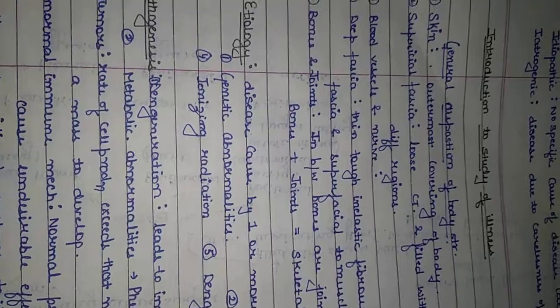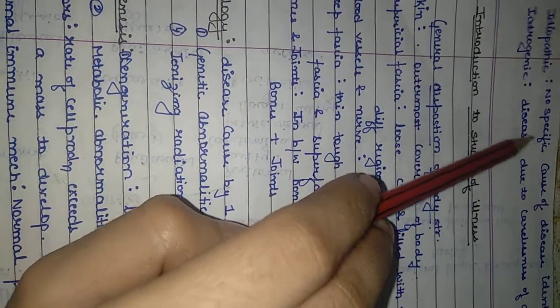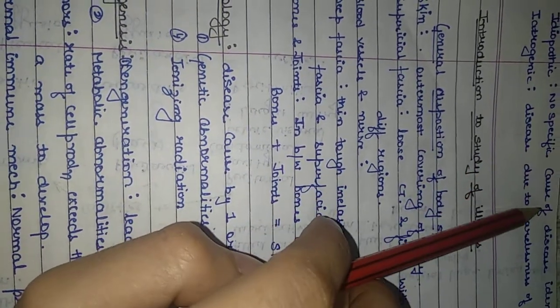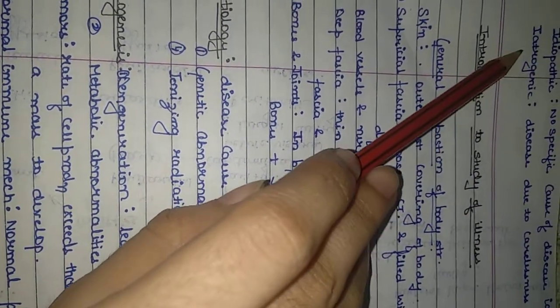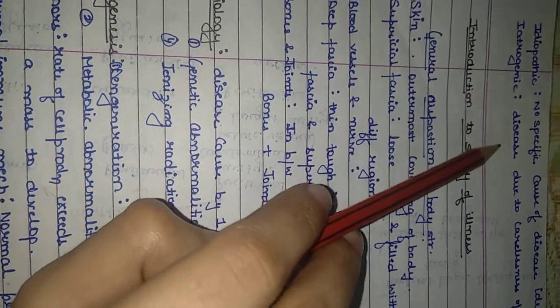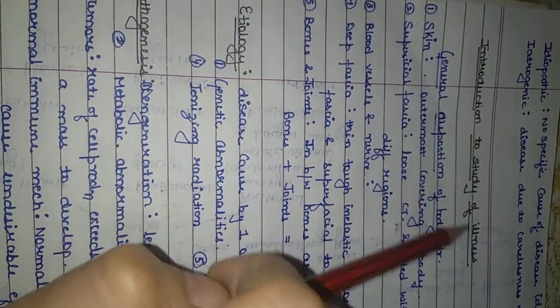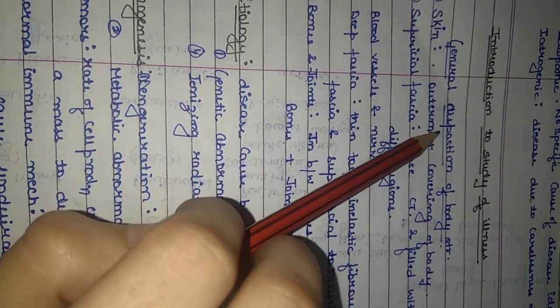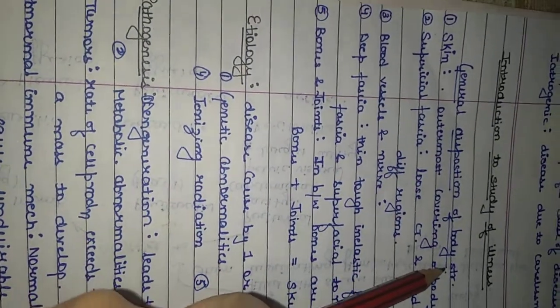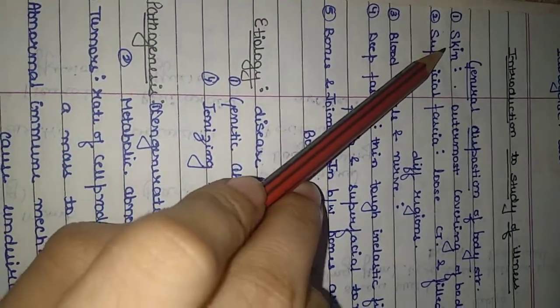ascites. Now moving further, we will see idiopathic, that is, we don't know the cause of the disease, and iatrogenic is the disease that is caused due to the carelessness of a doctor. Now introduction to the study of illness is our next topic, and in that our first topic is the general disposition of body structure. First is your skin.